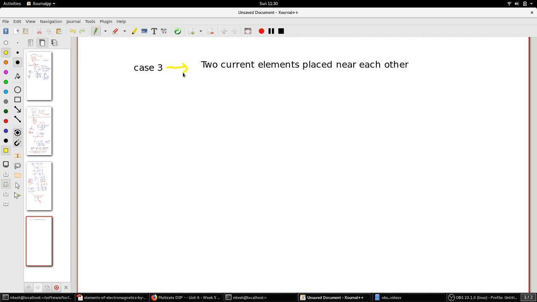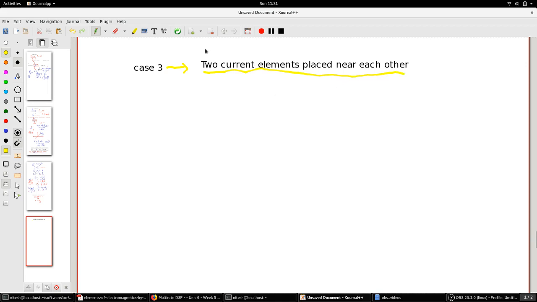So the first case we saw was that there was an existing magnetic field B, and we tried to move a charge in that magnetic field. The second case was there was an existing magnetic field, and we tried to place a current element in that magnetic field, and both of them experienced some force, that was a magnetic force. Now let's look at the third case where there are two current elements placed near each other. Okay, there are two current elements placed near each other.